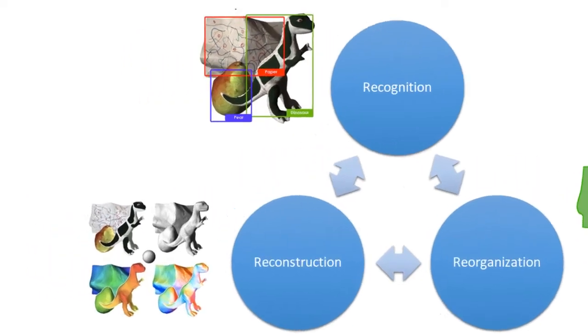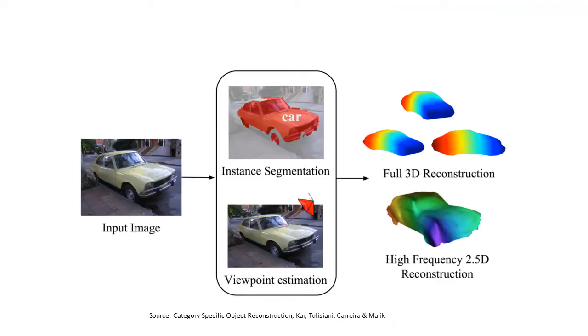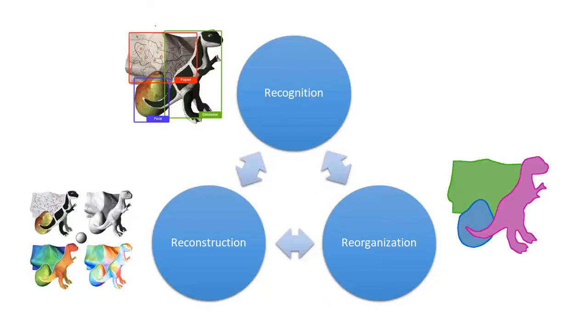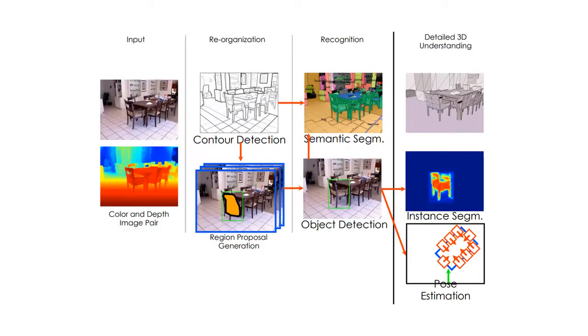Let's look at an example where recognition assists reconstruction. Once we are sure that the object we are looking at is a car, we can create a high-frequency 2.5D reconstruction using the 3D models of the car. When we use all these three R's together, we can attain complete 3D understanding, where we recognize all the objects in the picture, we reconstruct the 3D models of all the objects, as well as understand how they are related to each other using reorganization.